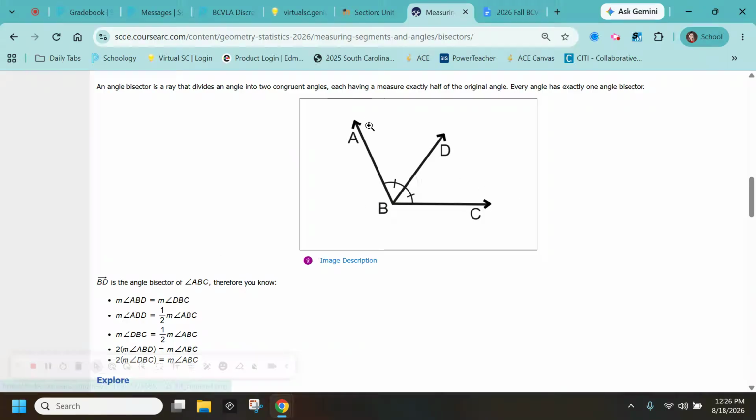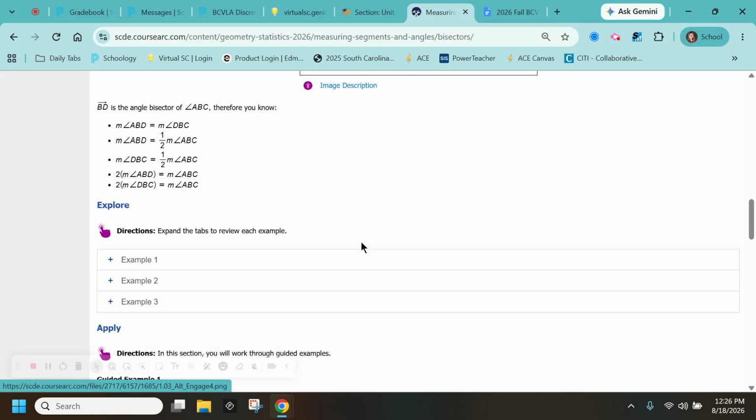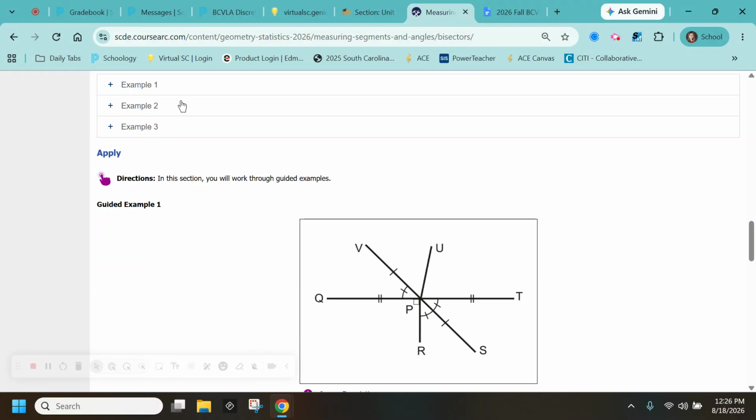Angle bisector, again, cuts the angle in half, so ray BD is the angle bisector of angle ABC. And so these two pieces are equal. So let's say it cuts it in half. This side's 30, this side's 30. The whole angle is 60, which is not realistic because this is an obtuse angle, but still. A couple of different examples for you to look at.